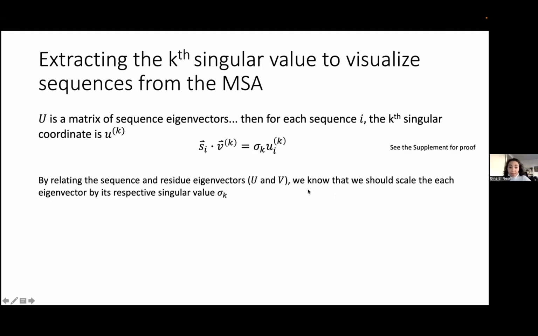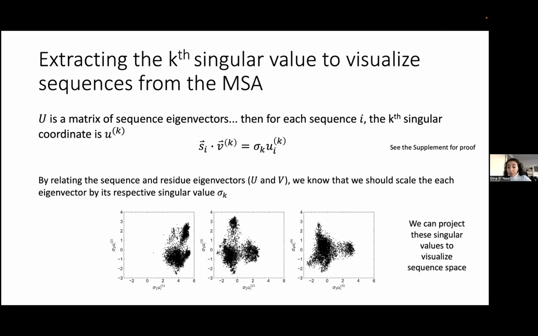And so if we relate the sequence and residue vectors that come from the U and V matrices, we know that we have to scale them by the singular value sigma k. And so you end up with these values that you can project into space. So you can plot them on a 2D or 3D coordinate space. And so we can evaluate the sigma k u_ik in space, and you have this representation of points, and those represent all of our sequences in space.